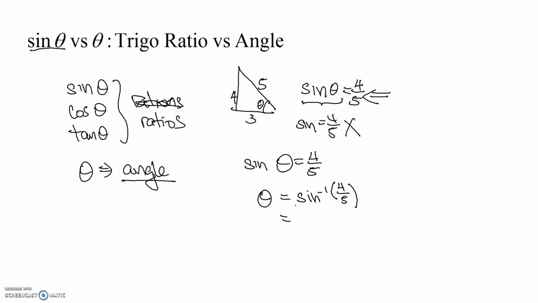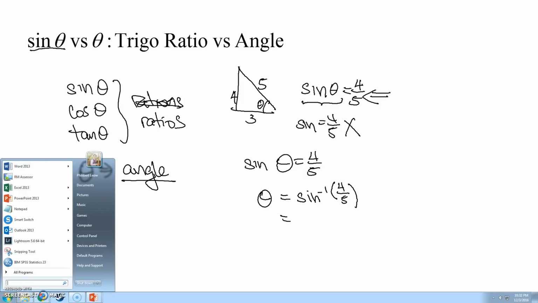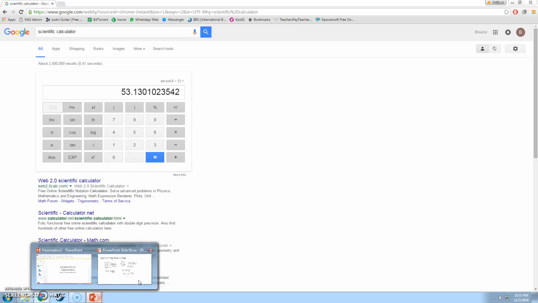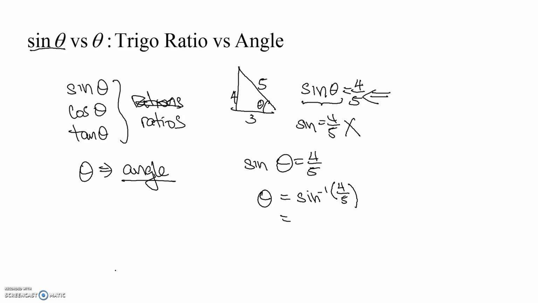Okay, so if I can quickly pull out the scientific calculator, you can go inverse, you can see the word sine, 4 over 5, and make sure your calculator is in degree mode. You notice that your angle is 53.1 degrees.